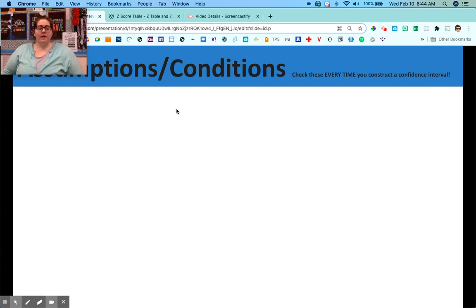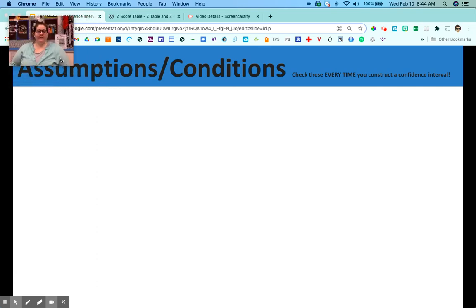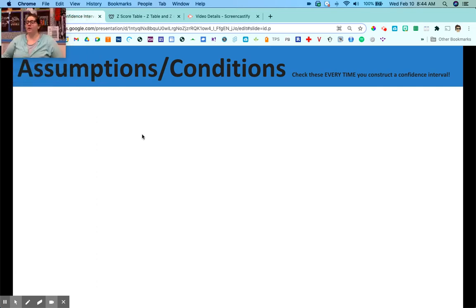So, we're going to talk about assumptions and conditions for a confidence interval problem, and then we're going to go into an example. Assumption conditions are crucial every single time we do a confidence interval. We have to check the conditions. This is to make sure that our confidence interval is actually truly estimating what we want to find out. It also makes sure that a normal model is appropriate, which is still important because we are using a z-score in that calculation. So we do have to know that a normal model is appropriate.